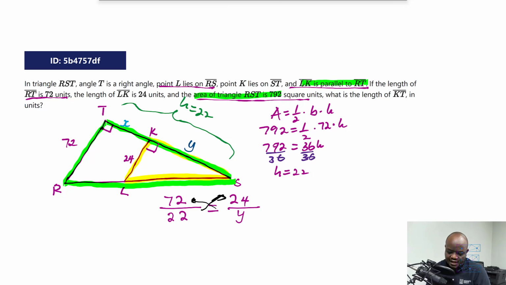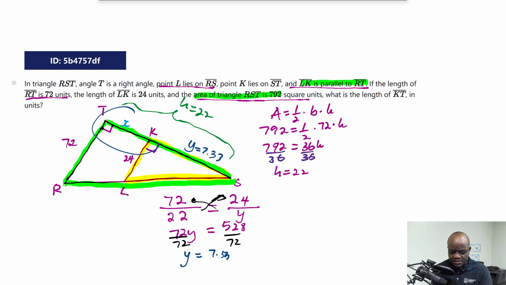Let's cross multiply here and do the math. So 72Y equals 22 times 24, which is 528. We're going to divide both sides by 72. So we'll find that the Y value we're looking for is 7.33 repeating. So this is 7.33.